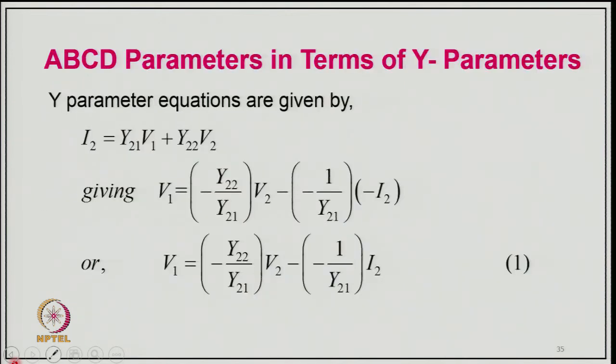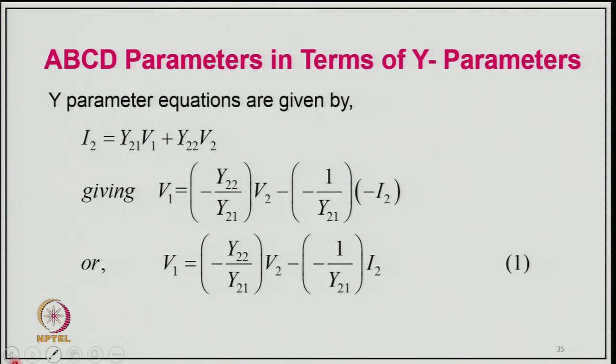Now, writing the ABCD parameters in terms of Y parameters. The Y parameter equation is I2 = Y21 V1 + Y22 V2, from which we can find V1 = -Y22/Y21 into V2 minus in bracket minus 1/Y21 into minus I2.